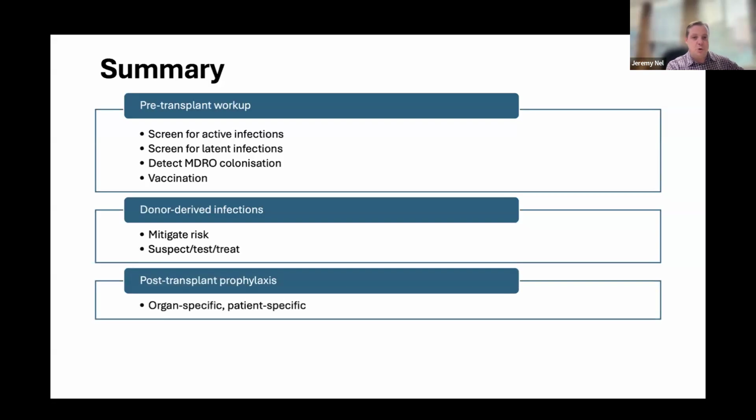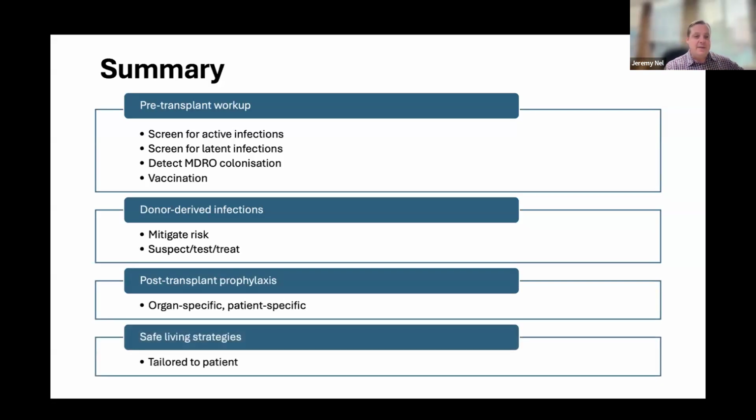Post-transplant prophylaxis is organ-specific and patient-specific, and I've given you 2 examples, but clearly you're going to need individualized advice for that. And then lastly, safe living strategies, which is covered usually in the pre-transplant assessment with the patient, but really applies post-transplant. If you do this, you can reduce substantially the amount of infections people get, and it's really rewarding, and the outcomes improve. We have evidence of this. The morbidity and mortality even improves post-transplant with a good infectious diseases input.